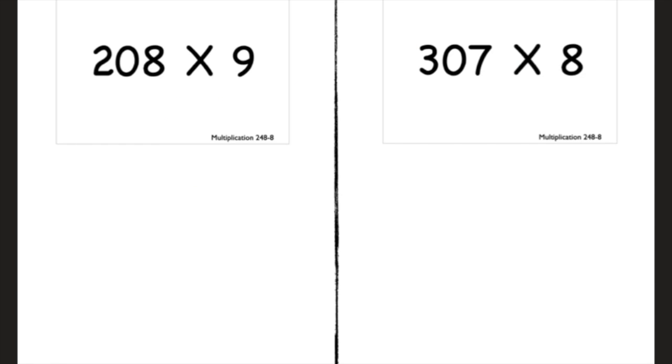So now we're going to look at a couple of questions where students are going to have to partition a large number in order to help them with their multiplication. So in this case, 208 and 307. So by partitioning, we're just looking at breaking up the number into easier chunks in order to make the multiplication easier. Really important that students slow down and look at the number.